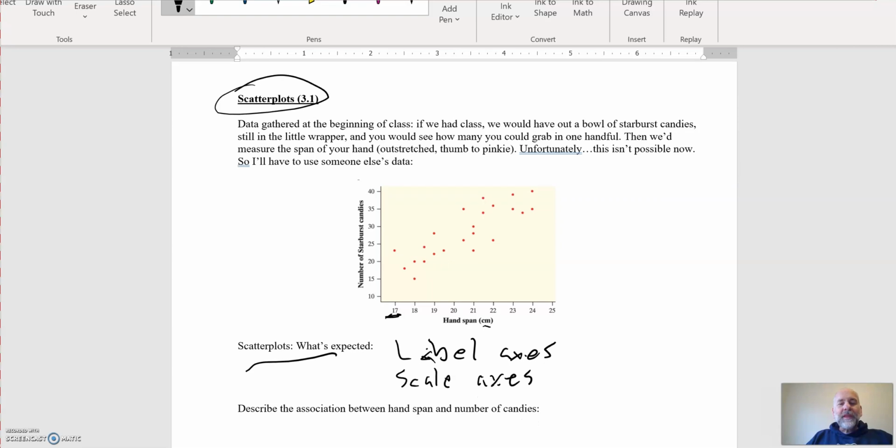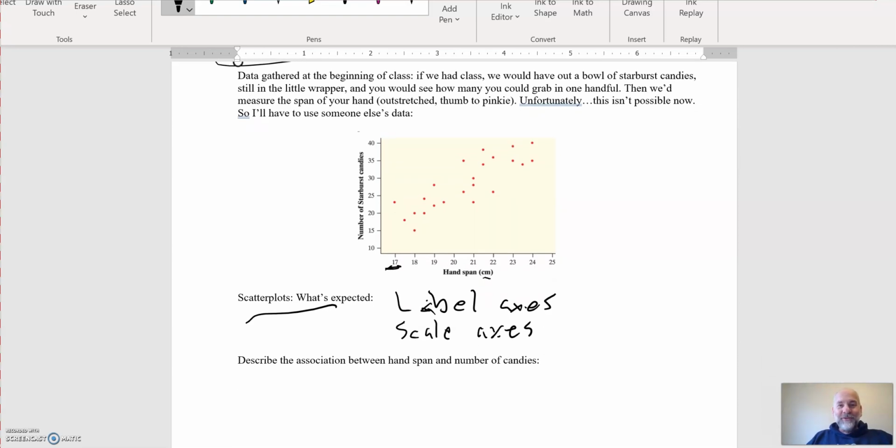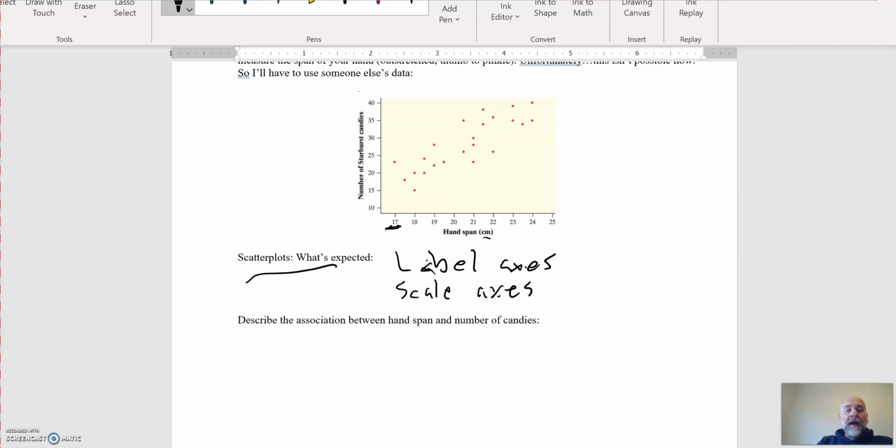Now, the next thing says describe the association. This is something we always do with new data. How do we describe it? What do we talk about? There's a set of four things that you should talk about whenever you're looking at a scatter plot of data. One is the direction: whether it's a positive or negative association. Positive is going up, negative is going down, or no association if it's just a jumble of stuff.